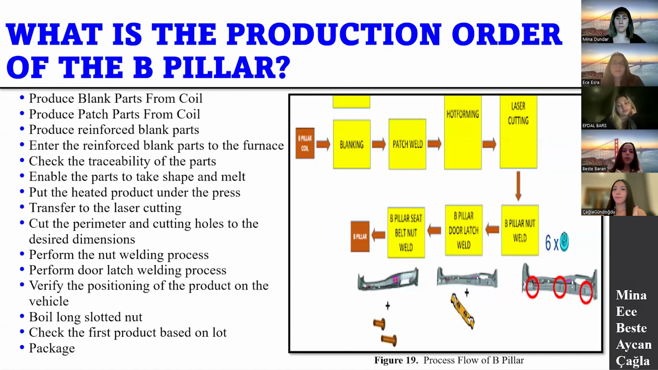What is the production order of the B-pillar? First, produce blank parts from coil. Second, produce patch parts from coil, and then produce reinforced blank parts. After that, enter the reinforced blank parts to the furnace.